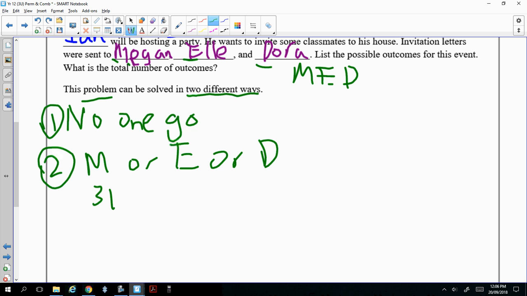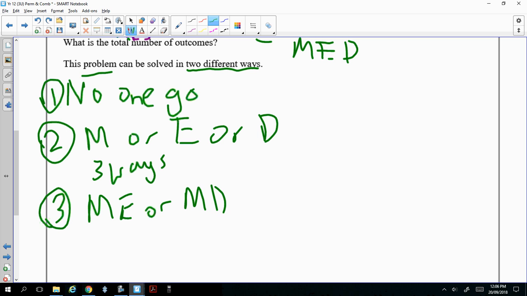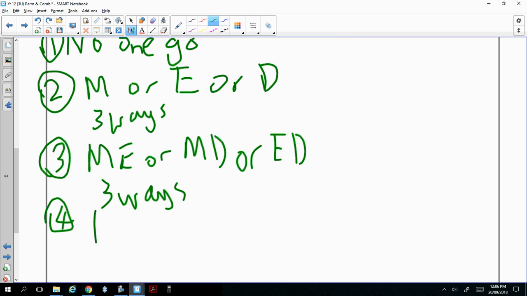And what are the other possibilities? 2 people will go. So it could be Megan and Elle, or Megan and Dora, or Elle and Dora. Again, there are 3 ways. And what's the last possibility? Everyone goes, right? So all go, which is 1 way.